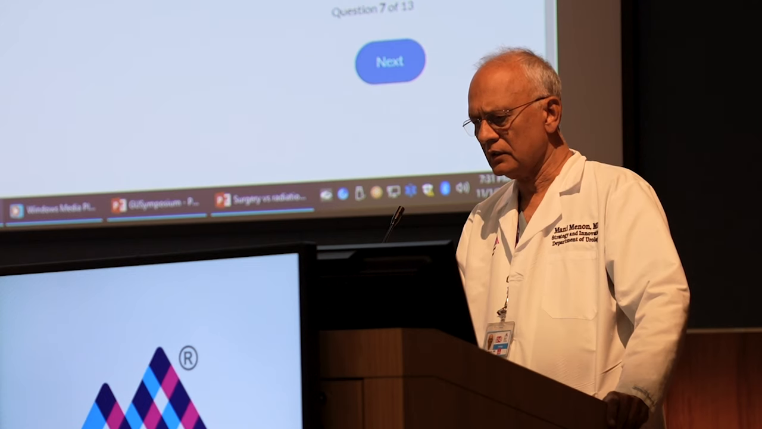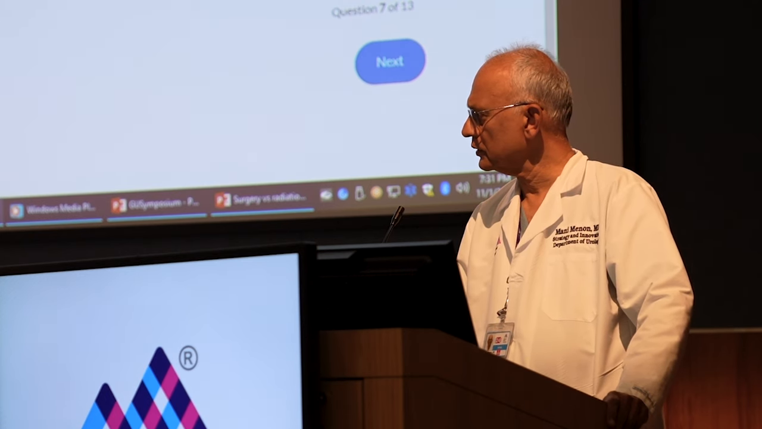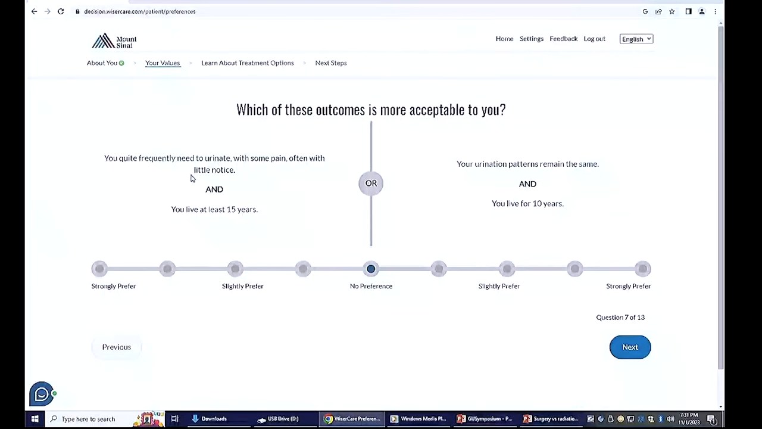Should I go through it? Six more to go. Okay. You quite frequently need to urinate with some pain, but you live 15 years. You urinate just the same, but you only live for 10 years. Which one do you prefer? Left, strongly prefer, or slightly prefer?